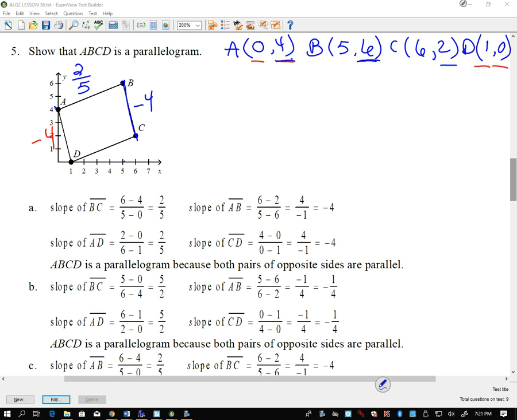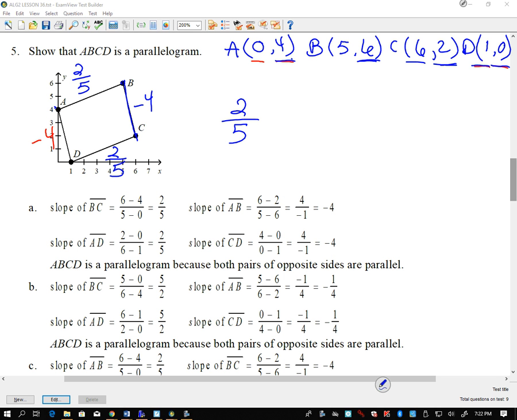D to C. All right, D starts from 0 and goes up to 2. So it's got a rise of 2. And the run goes from 1 to 6, so it's moving over 5. It also has a slope of 2/5. So opposite sides are parallel.